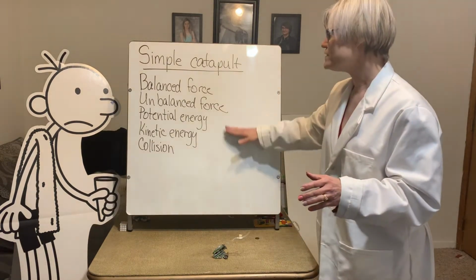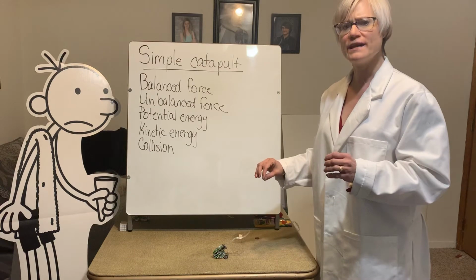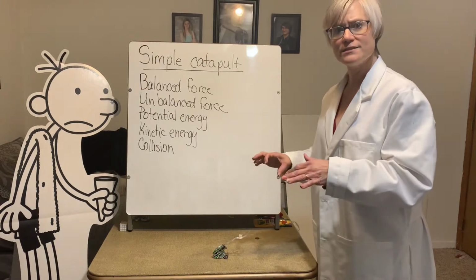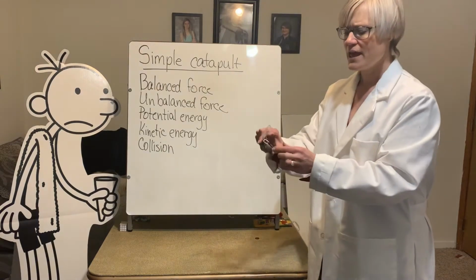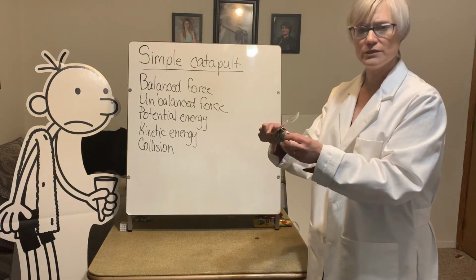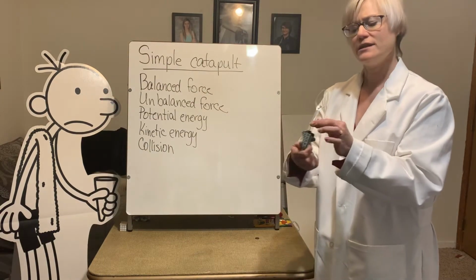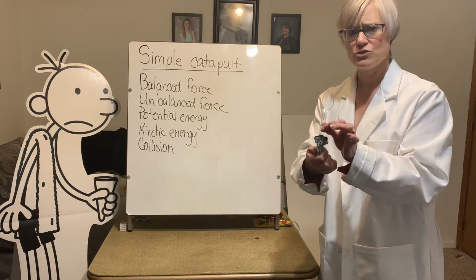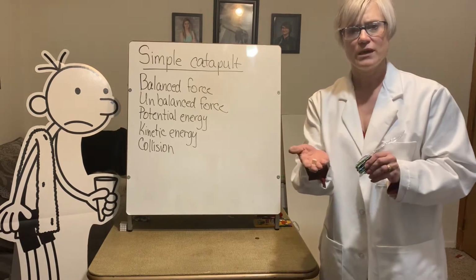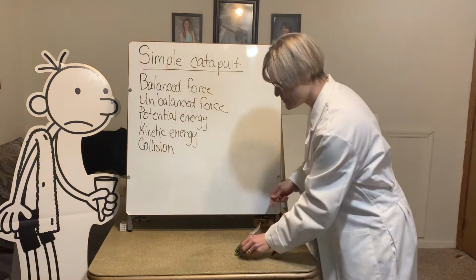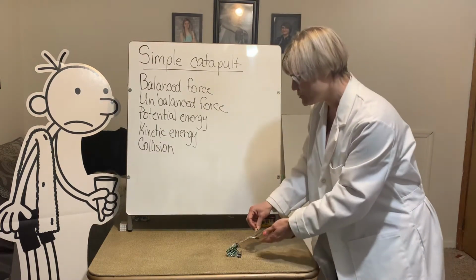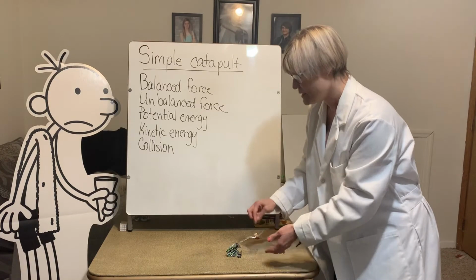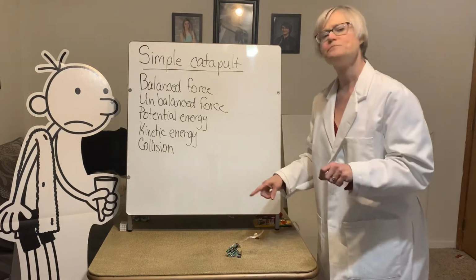So catapults have all of these different types of forces and energy that are seen in the catapult. Now I've constructed a very simple catapult. I took a staple puller and I put tape around it and taped just a spoon to it. And I'm using one of my wooden cubes. And so I made my catapult and I'm going to put my wooden cube in the bucket of the catapult.